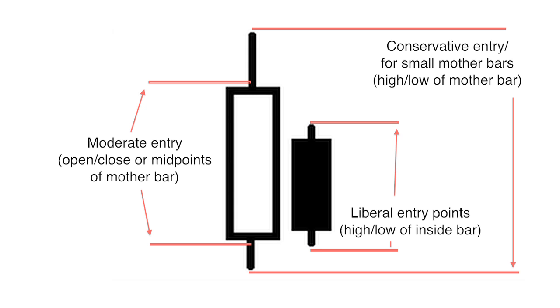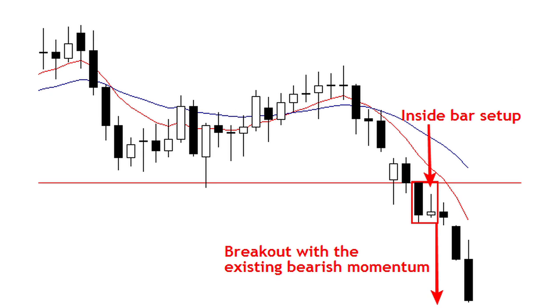So a liberal entry point for the inside bar setup would be setting your buy stop or sell stop just beyond the high or low of the inside bar. And a more conservative entry point is setting them at the open or close of the preceding mother bar. In general, inside bars are more effective to trade on larger time charts like the daily charts because there are just so many inside bars on faster charts that it's harder to find a good signal.